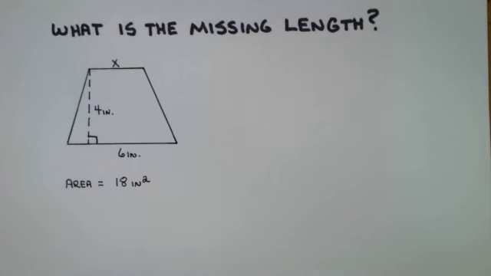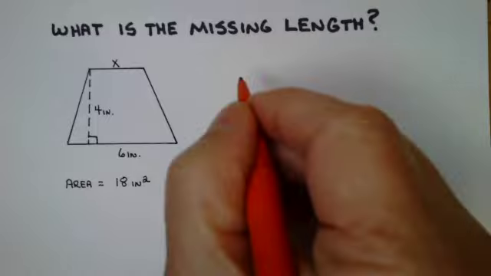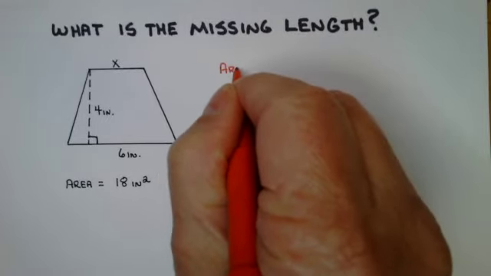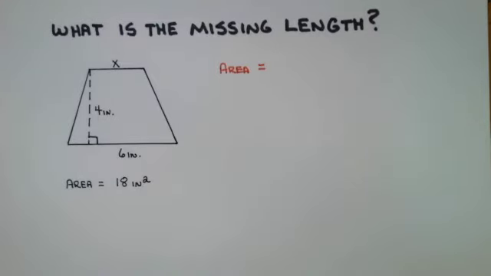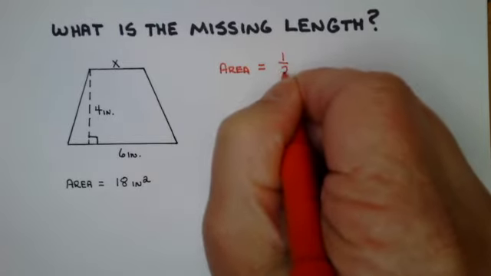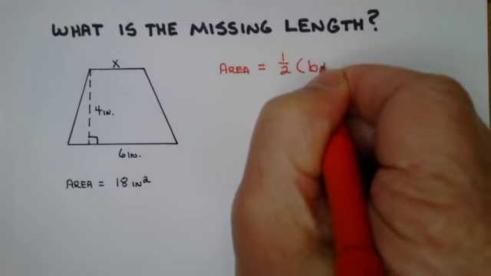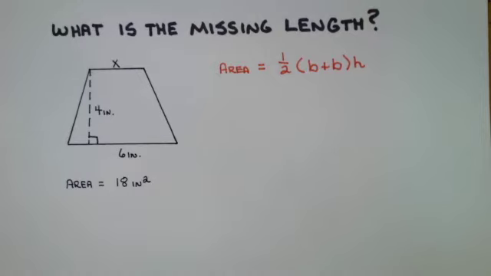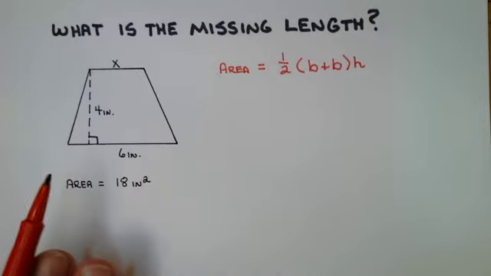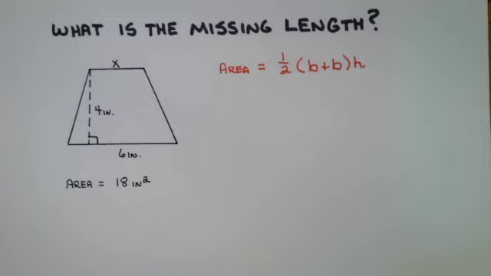Yards. I need to find the missing length for this problem. First thing I need to do is identify what type of common shape this is. This is a trapezoid. How do you find the area of a trapezoid? The area of a trapezoid is equal to 1/2. The bases added together times the height. Once I've got the formula, I'm going to take my information that I have here, plug it into the formula.